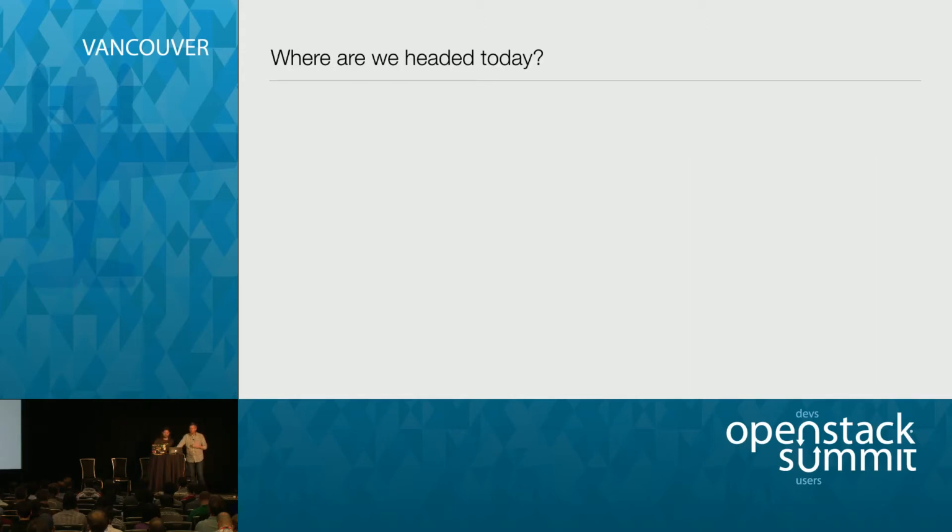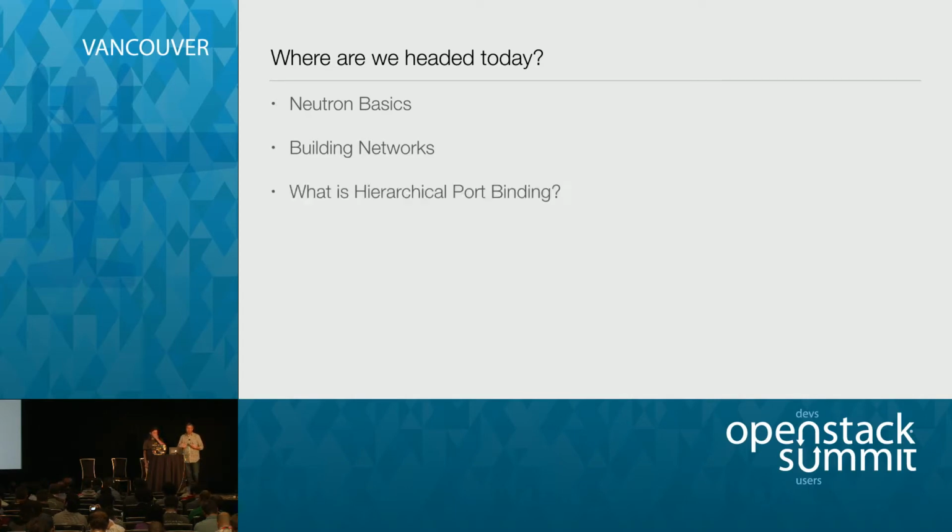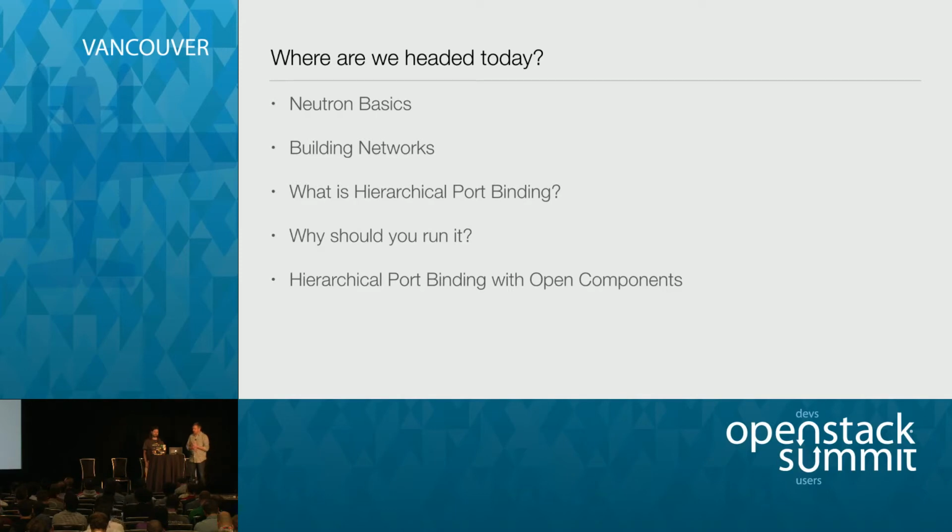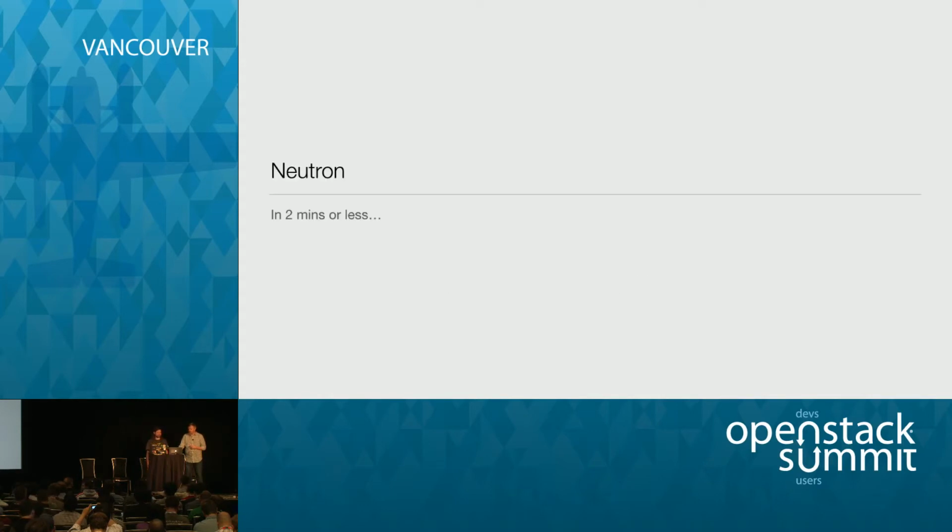So where are we headed today? We're going to recap some Neutron basics for those not familiar with some of the details of Neutron. Talk a little bit about when you're deploying, how you're building and constructing networks, some of the design considerations. The real meat: what is hierarchical port binding? Why do you want to run it? What's the benefit? And then lastly, we're going to do a demo of hierarchical port binding with full open source components.